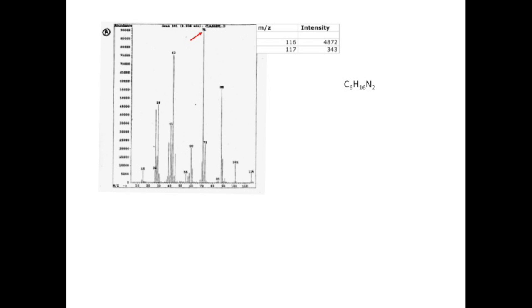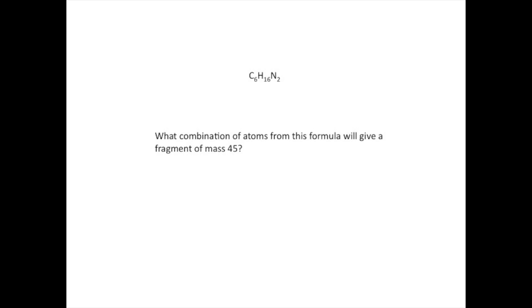Let's look at the tallest peak in the spectrum. It appears at a mass-to-charge ratio of 71. So it represents a loss of 45 atomic mass units from the molecular ion. How can we lose 45 atomic mass units from this formula? For a molecule this small, you can quickly come up with combinations on your own. However, there are some handy tools on the internet for calculating the elemental composition associated with a given mass.